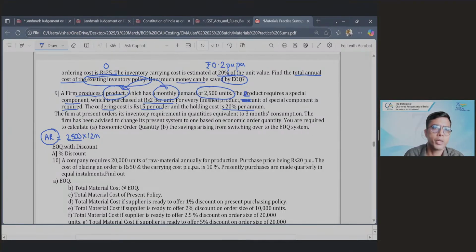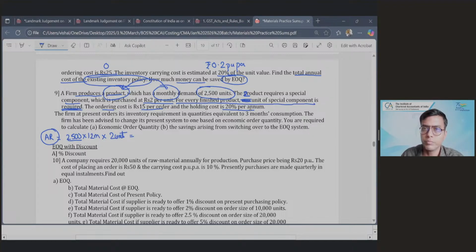How do I find out material? For this, this sentence is important. For every finished product, 2 units of special component is required. So I want to convert this into annual requirement of material. So what I will do is I will multiply it by 2 units, and hence I will get the answer. I hope you all are clear.